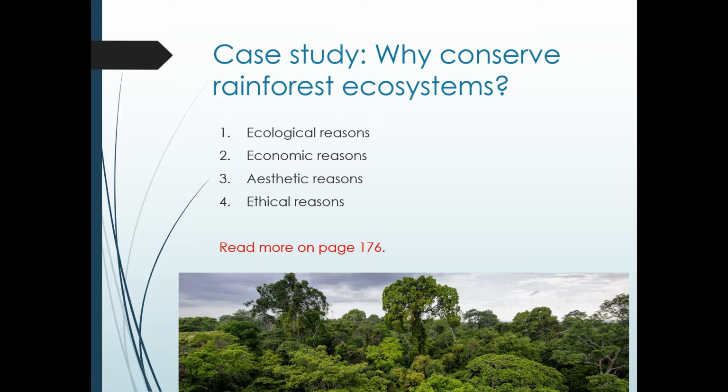Ethical reasons, lastly, are that every species on this planet has the same right as us to live. We don't have any right to destroy their habitat and take their lives from them. So that can be considered an ethical reason. But you should read more about it on page 176. Okay? Carrying on.